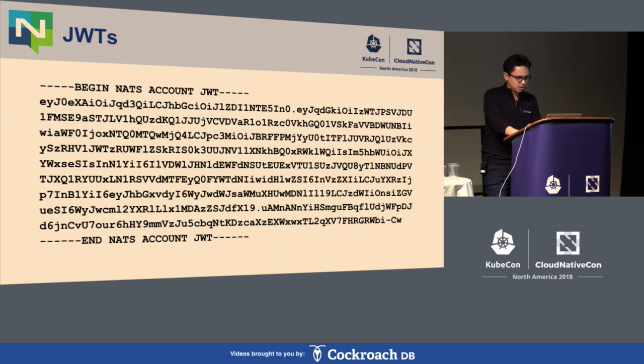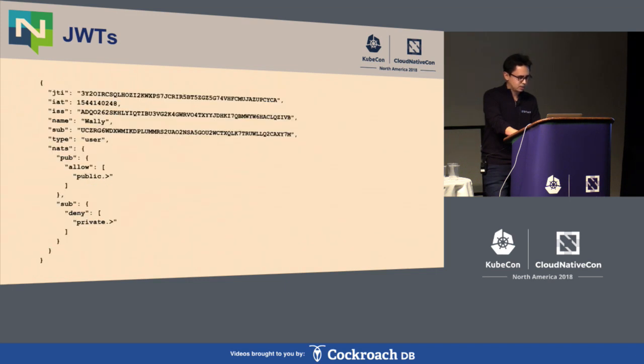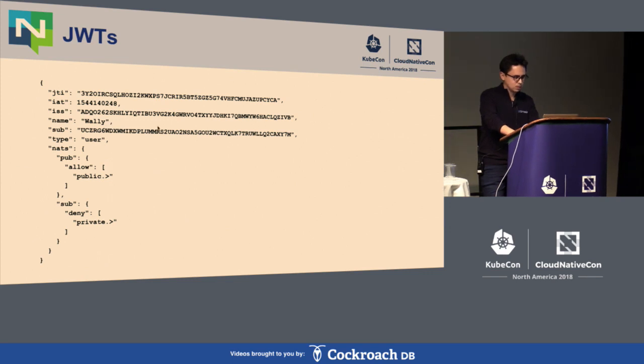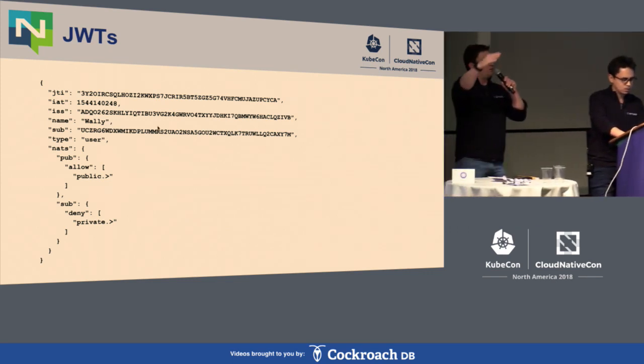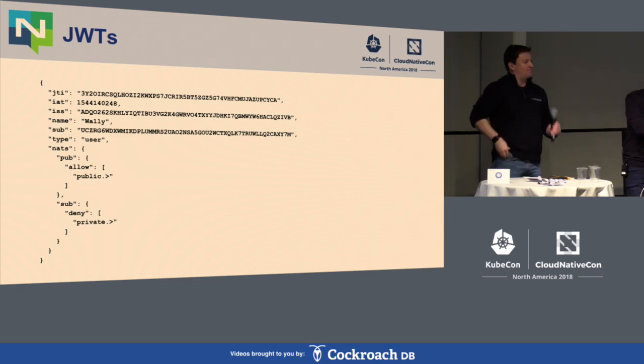This is an example JWT that's expanded. It looks like this. You can see there's a private claim named NATS, where you define that this particular user can publish on the public wildcard subject, but it is not able to subscribe into the private wildcard. And this has been signed by the account, so you know that it's the user who says it is, and it's from the account who says they are who they are.